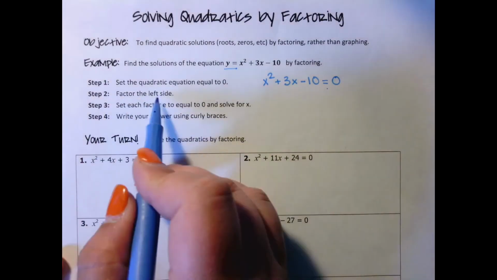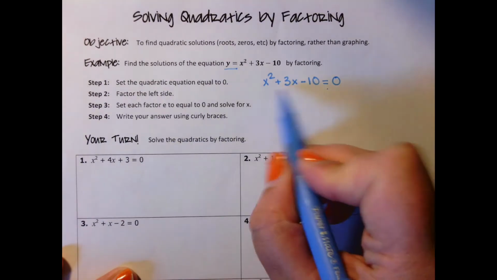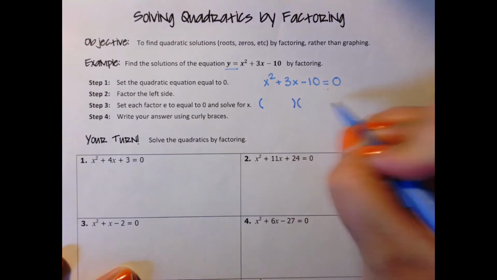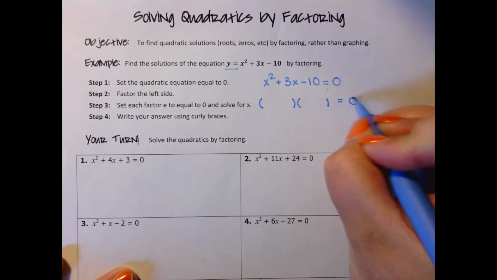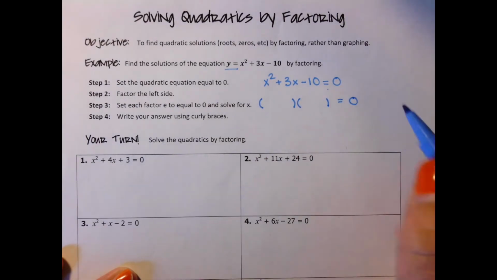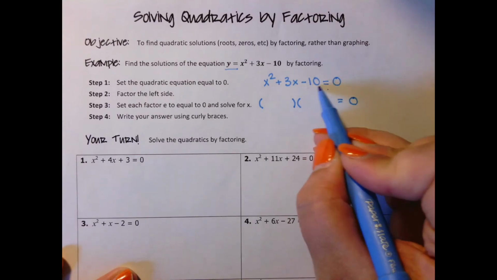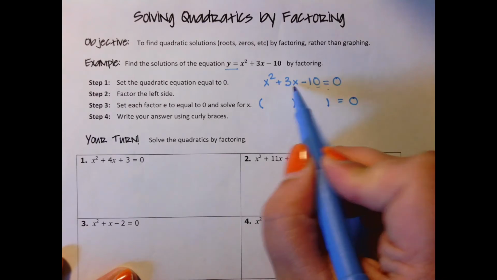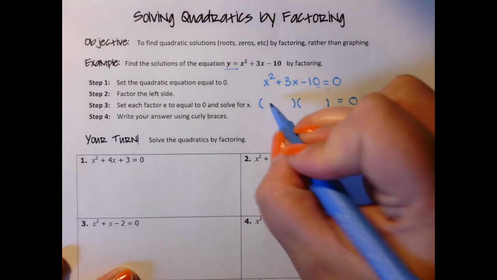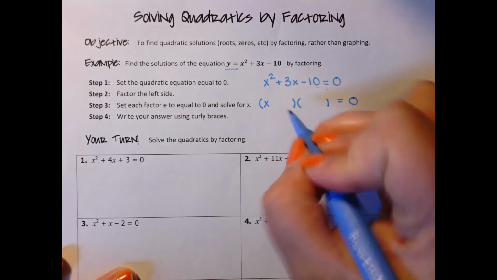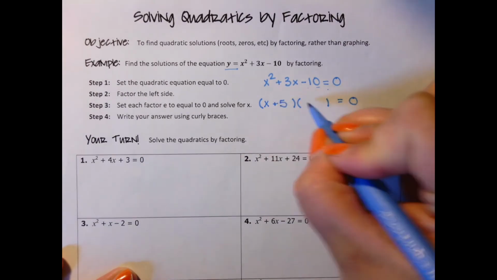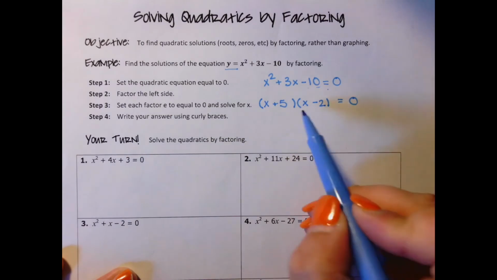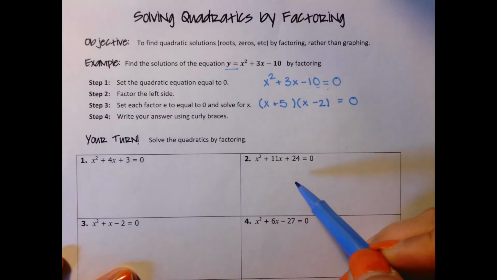Step 2, we want to factor the left side. So we're going to factor left side. So I need to figure out two numbers that multiply to negative 10 and add up to positive 3. So I have x plus 5 times x minus 2 equals 0.